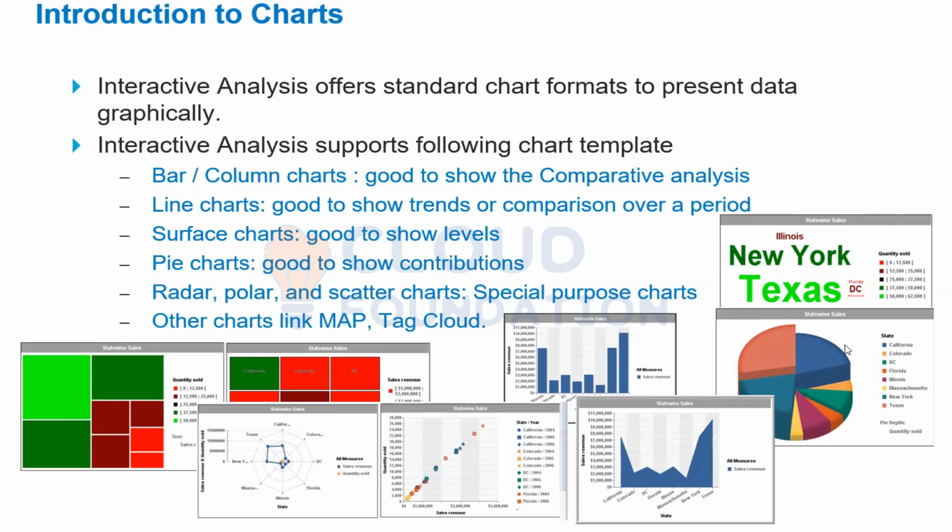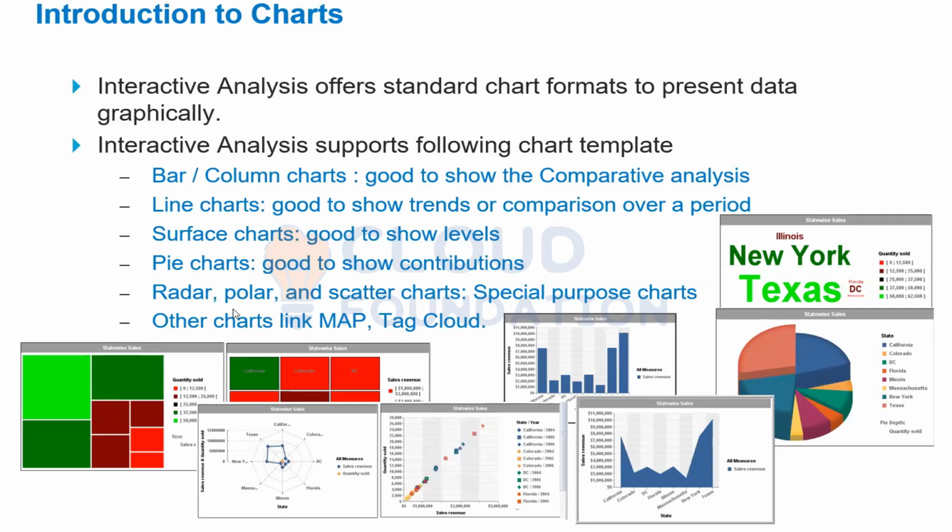Surface charts are good to show levels. Pie charts are good to show contributions. Like if you only have one measure, then a pie chart is suitable. If we have one measure and we want to show the distribution over one dimension, then it is preferred to use a pie chart.